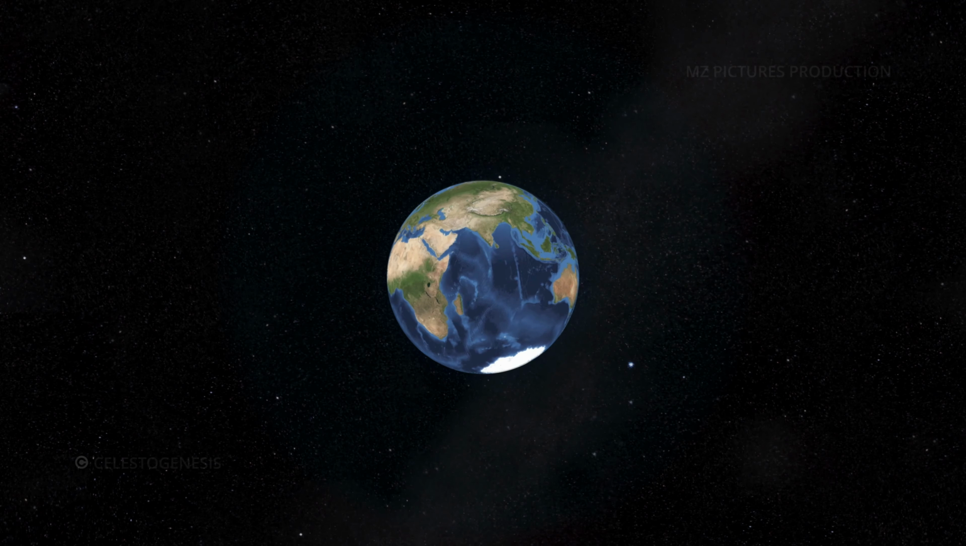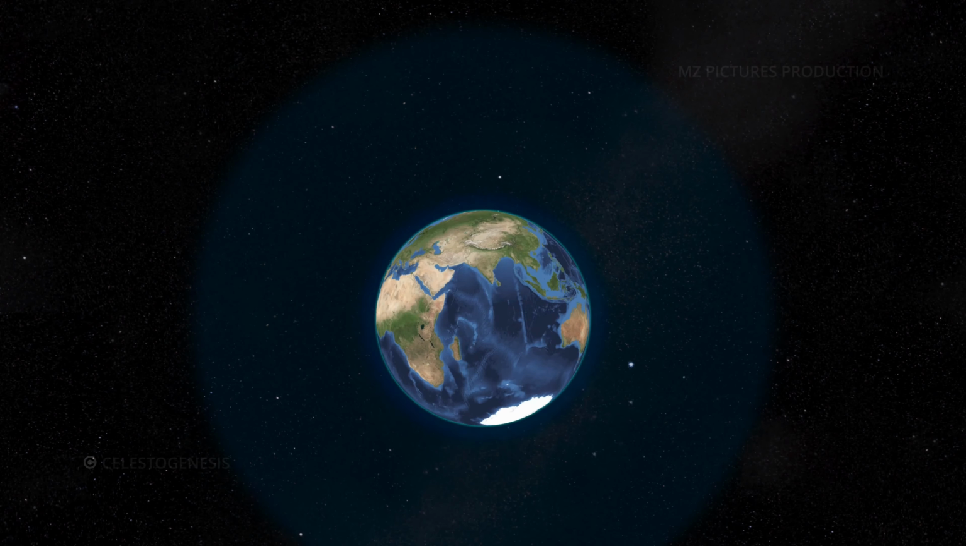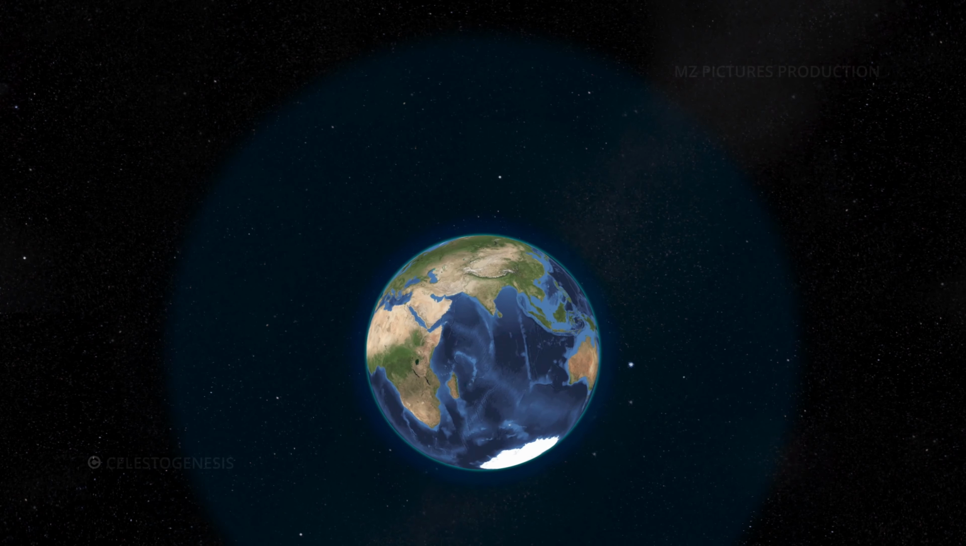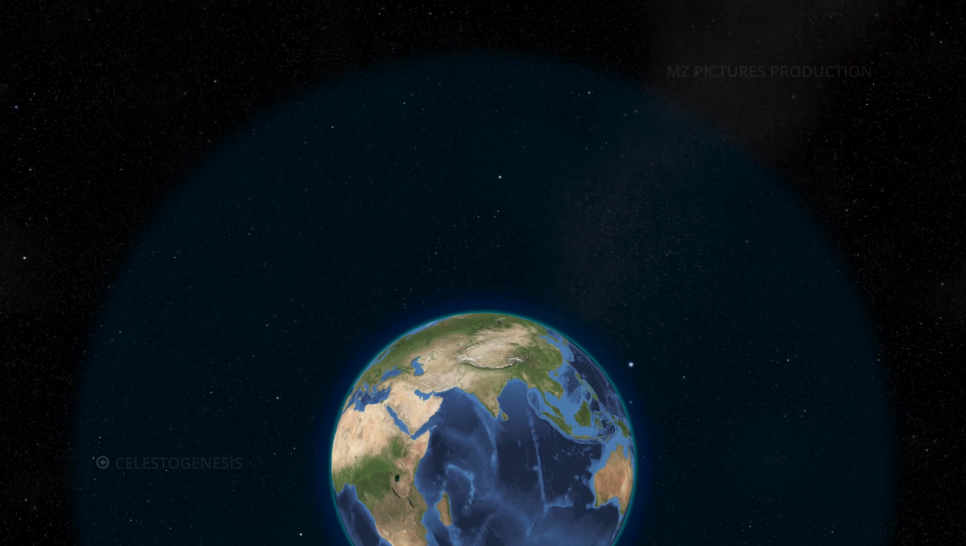The Earth's atmosphere is the whole mass of air surrounding the Earth, separating it from space. It protects Earth from radiations and cosmic rays that come from outer space. Life wouldn't have been possible without atmosphere.